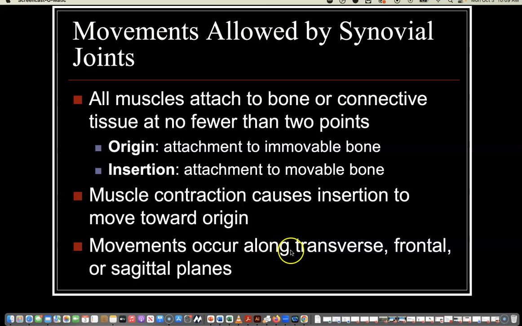So the bone of insertion is going to move towards the bone of origin. And this movement can occur, again, on the transverse planes, on the frontal planes, or the sagittal planes, just obviously depending upon where the muscle is attaching to and what the action of that muscle is.